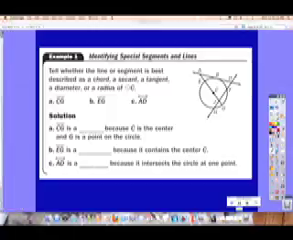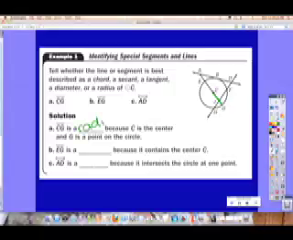Alright, EG. I'm curious. Here's EG. Guys, shout out. What's EG? Chord. Or a diameter. Put them both and you'll look brilliant. It's a chord and a diameter. It's a chord because it goes edge to edge. It's a diameter because it goes edge to edge, but it goes through the center. How many of you put both?